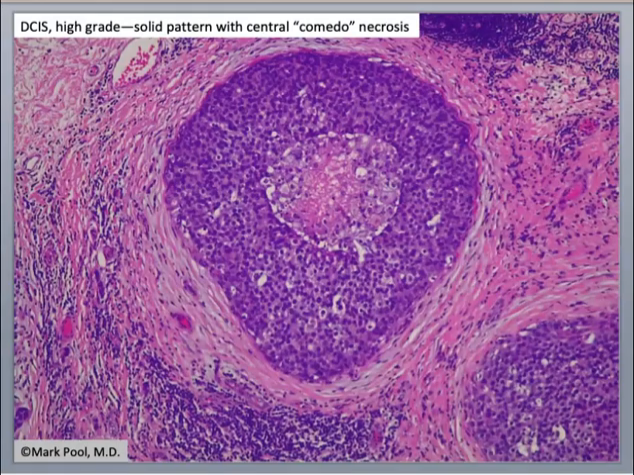This is an example of high-grade DCIS. Notice the solid growth pattern with a central area of necrosis, which we call comedo necrosis mainly because of its gross feature. As I mentioned before, you can sometimes see this, and it reminded early pathologists of skin comedones or whiteheads, because you can express this necrotic material from the cut surface of the breast.